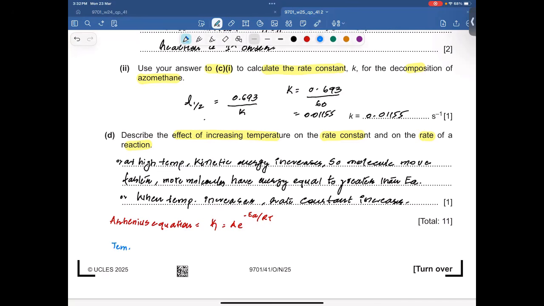So temperature increases, minus Ea upon RT decreases, or it becomes less negative. Then A e to the power minus Ea upon RT increases, and therefore rate constant increases.